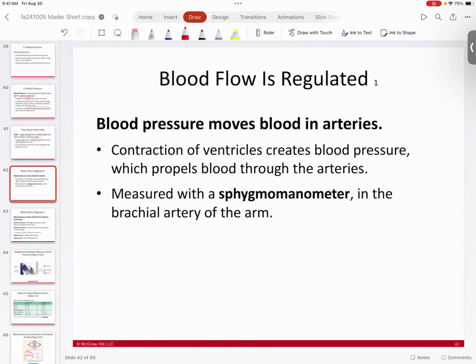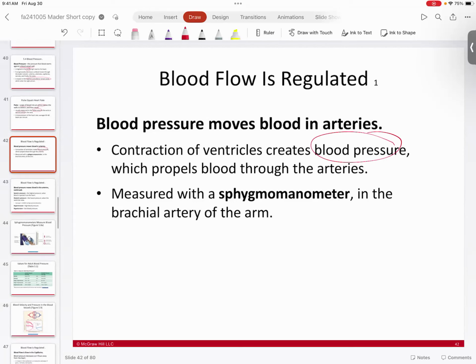Now, blood flow, as you might well imagine, is highly regulated, right? So basically, the ventricles will create blood pressure because you have to push that blood throughout your body and through the arteries. And we can measure this blood pressure through a sphygmomanometer, which is the fancy name for a blood pressure cuff. And so what we do is we're basically measuring the brachial artery.